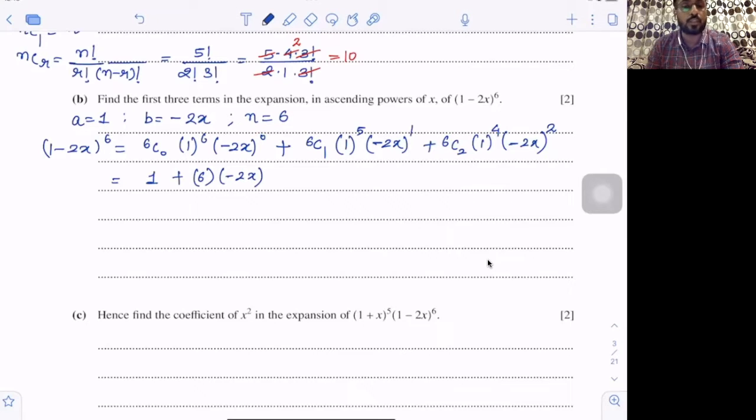Minus 2x raised to 1 is going to be minus 2x. Then I need to get the value of 6C2. So I can make use of the calculator, isn't it? I can make use of the calculator and get the answer of 6C2, or I have already told you how to solve nCr. You can use that and get your answer.